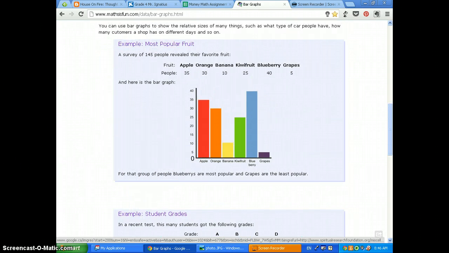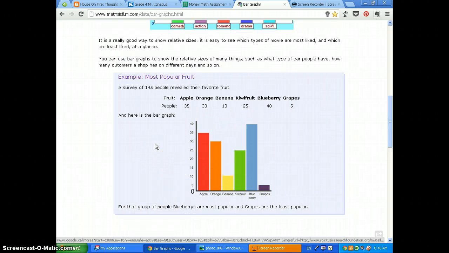Now, this is real quick, because we're running out of time here, but most popular fruit. Survey of 145 people. Right? Here is their favorite fruits. You have apple, orange, banana, kiwi fruit, blueberry, and grapes. Okay? And then you have 0 up to 40. What's the top? The top would be 40 for blueberry, right? The least amount? Grapes, right? And then you have a mix of apple, orange, all right?